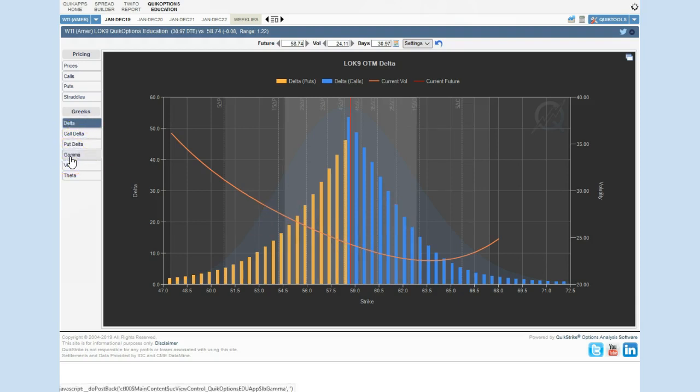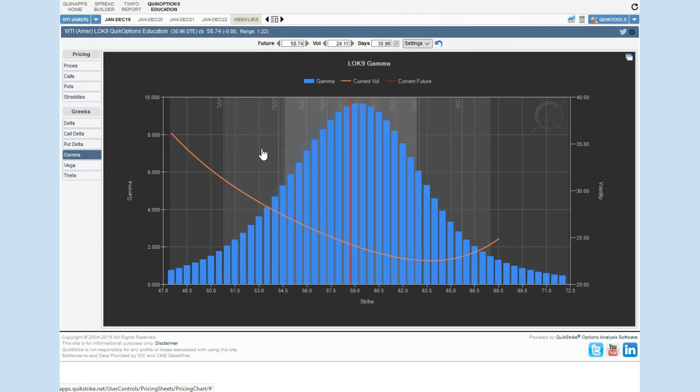And let's talk about what happens with gamma. So this is the change in delta as the underlying changes. So this is the second derivative. It's a little bit more esoteric, in that most people talk about prices in delta, but gamma is what affects how your deltas change as the market changes.